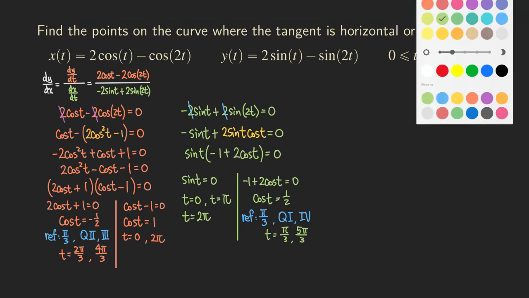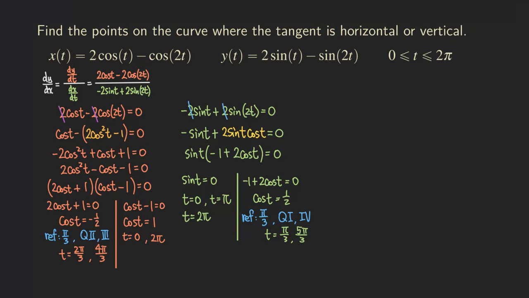So as you can see right here, do you actually see what's happening? It's really this one and that one. Those are the two t values on this interval that will actually make both the numerator and the denominator equal to 0 at the same time.